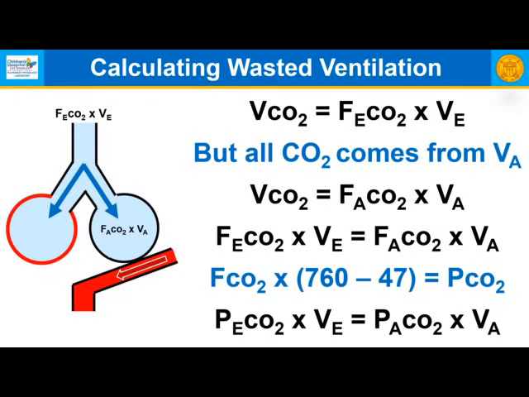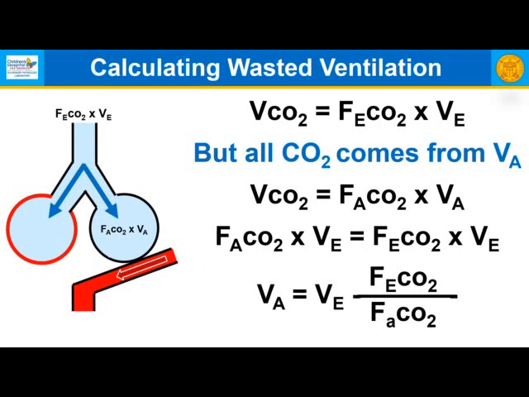We can calculate wasted ventilation with what's called the Bohr equation, and we'll just derive it for you for a second here. The measure of CO2 production would be the fraction of exhaled CO2, and this is mixed exhaled CO2, times minute ventilation. But all the CO2 comes from alveoli. So CO2 production also is the fraction of alveolar CO2 times alveolar ventilation. So we can make these two equal, all right? We can change fraction of CO2 to PCO2 by multiplying by barometric pressure minus water vapor pressure. So we get P exhaled CO2 times total minute ventilation equals P alveolar CO2 times alveolar ventilation.